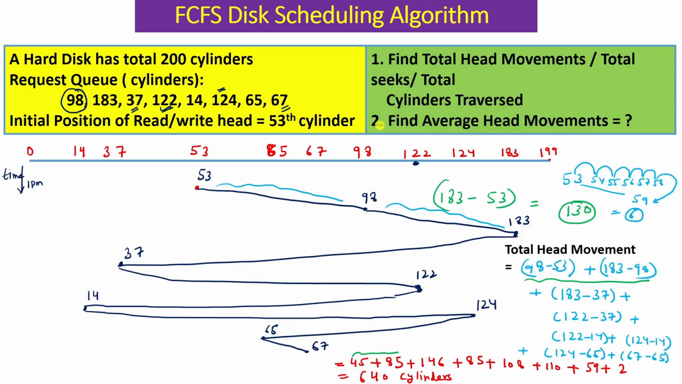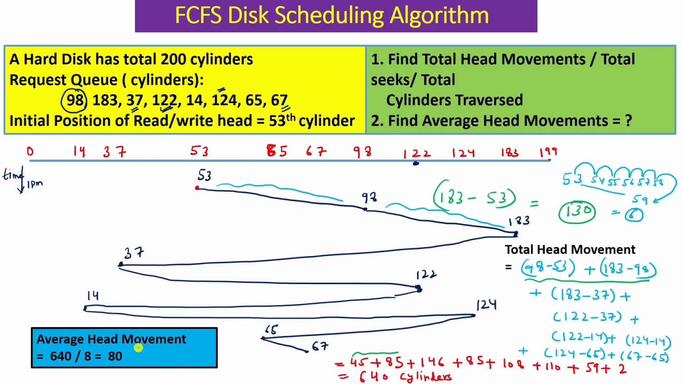Now the last thing is we have to find the average number of head movements. On an average, how many times does your read write head move? Average head movement is the total number of cylinders traversed divided by the number of requests inside your request queue. The total number of cylinders traversed was 640, and the number of requests inside this request queue is 1, 2, 3, 4, 5, 6, 7, 8. So 640 divided by 8, on an average you got 80.